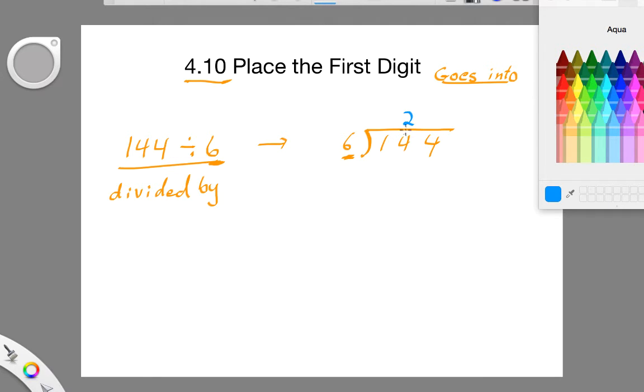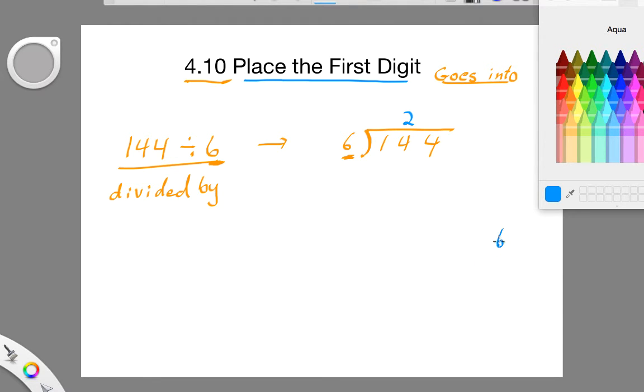All right, but what the people here want us to understand is that 2 is really 20. And we put it here. This is the ones place. This is the tens place. And this is the hundreds place. So we're asking ourselves, what is 6 times 20?